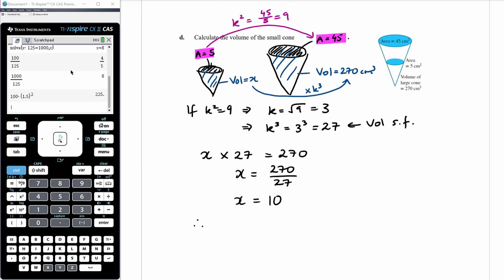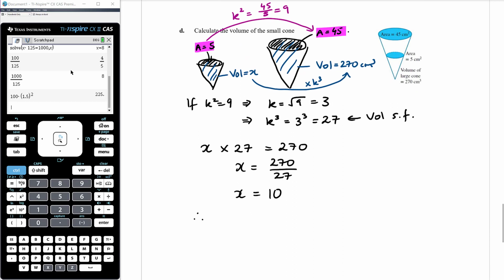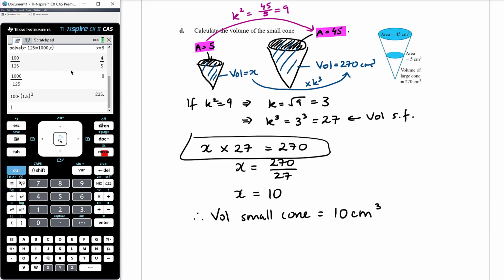Okay, so we introduced x into the problem. The question didn't ask us to find x. It's calculate the volume of the small cone. Okay, so the volume of the small cone is equal to 10, and the units of volume here are centimeters cubed. As always, if you're not comfortable solving that equation by hand, solve x times 27 equals 270 for x, and your calc will do it for you.